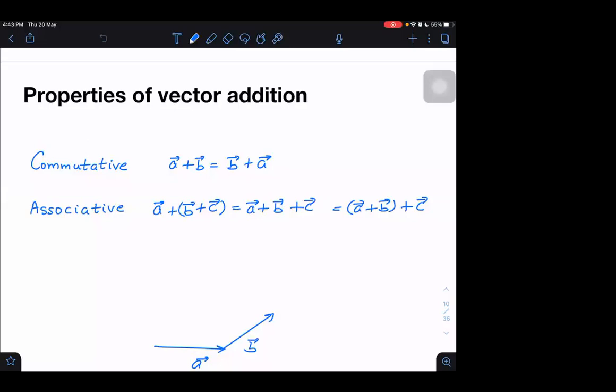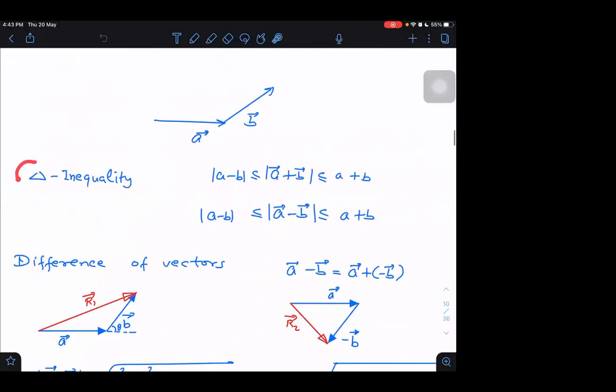Property already that is associative, we can prove it, right? And this triangle inequality is important. If I have a vector of magnitude A and another vector of magnitude B, then the sum of these two vectors will have magnitude which will be greater than the difference of the two sides and less than the sum of two sides.